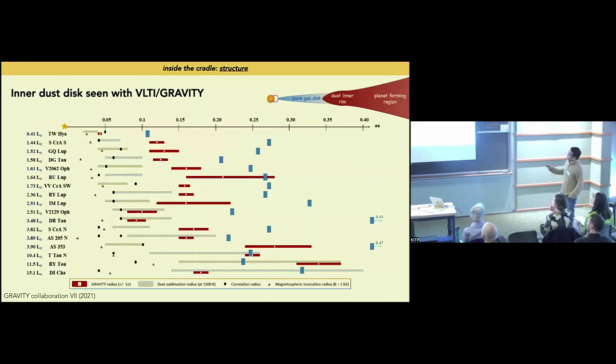So we still have this picture. Overall, we have magnetospheric truncation here, and then we have a pure gas disk, and the corotation radius may be located within this pure gas disk.